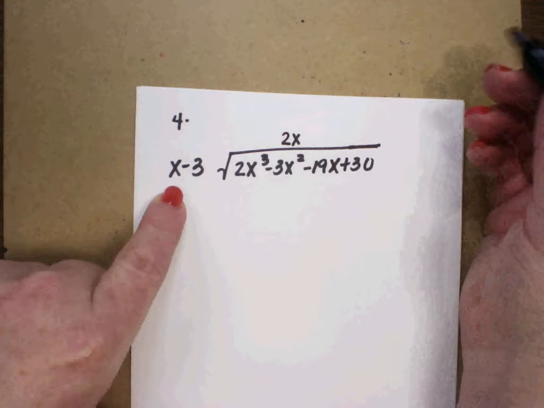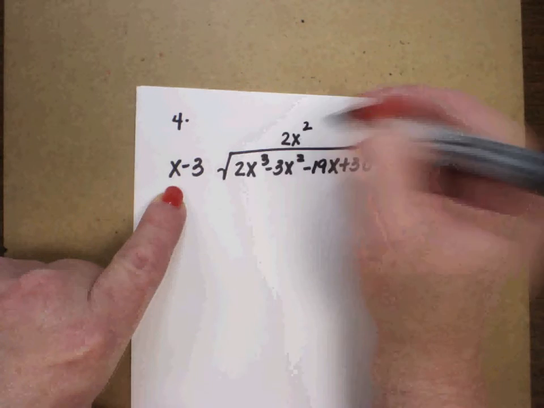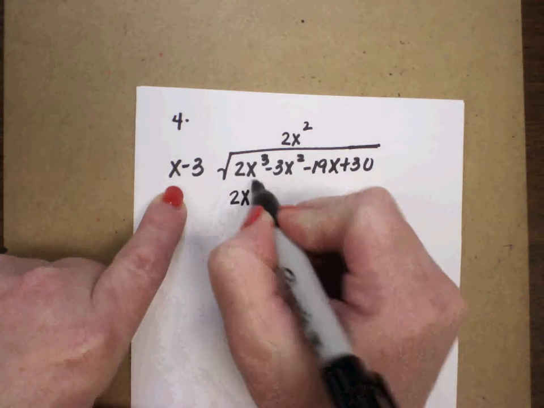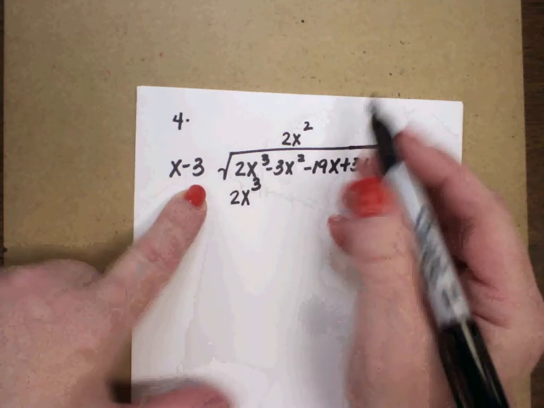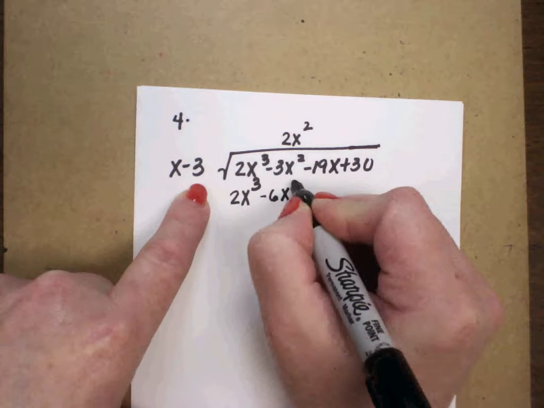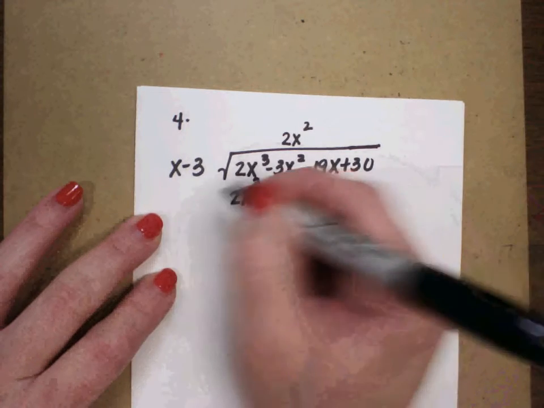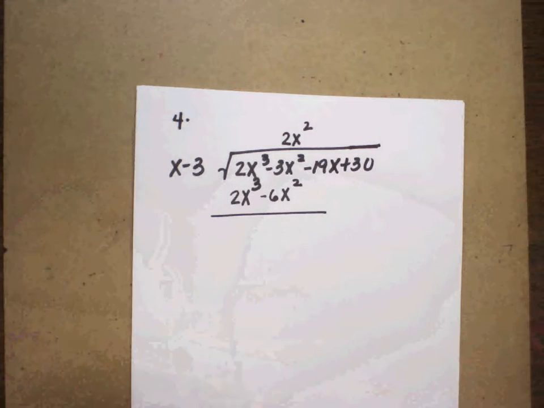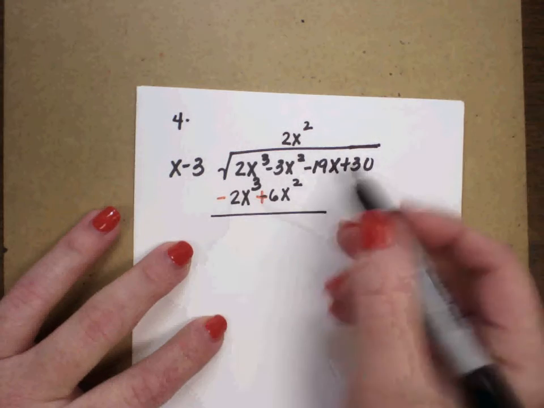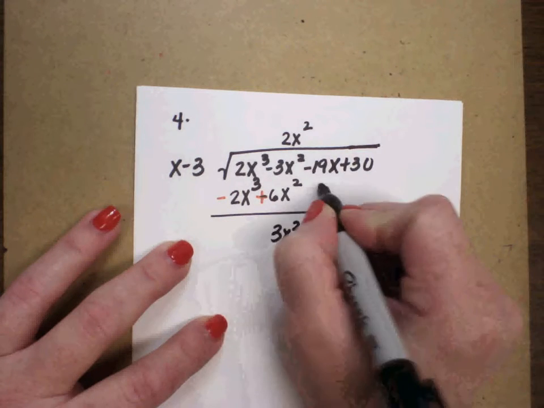2x squared. All right, what's 2x squared times x? 2x cubed. And what's 2x squared times negative 3? No, negative 6x squared. All right. So negative and positive. That would be 0. What's negative 3x squared and 6x squared? There you go. Bring down the 19x. All right, so I need to get rid of that 3x squared. I already have an x.